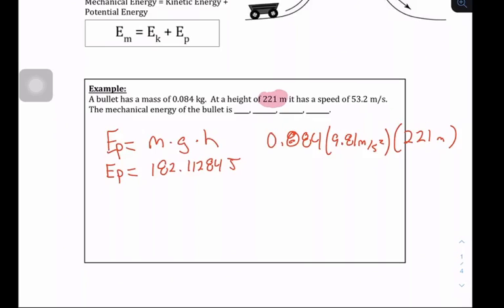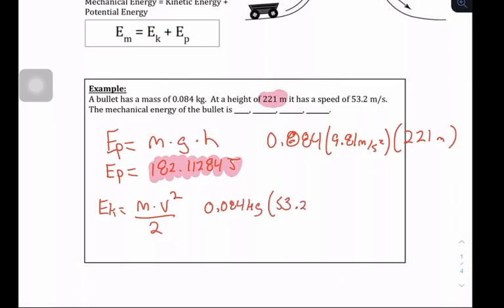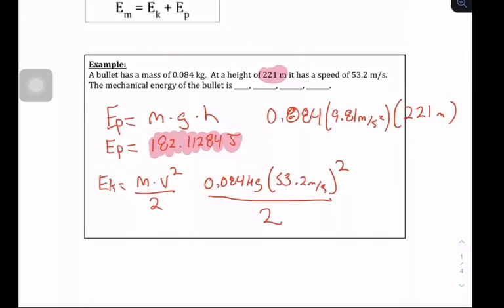So the kinetic energy aspect, the movement energy: kinetic energy is mass times velocity squared divided by 2. Well, mass, again, is 0.084 kg. Velocity is 53.2 meters per second. When I divide by 2, the answer I get for my kinetic energy is equal to 118.87 joules.